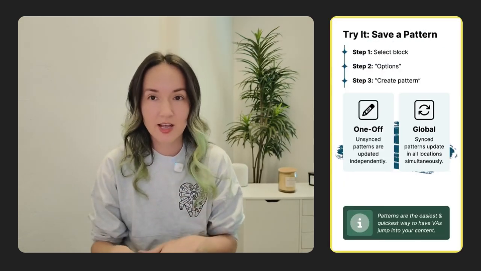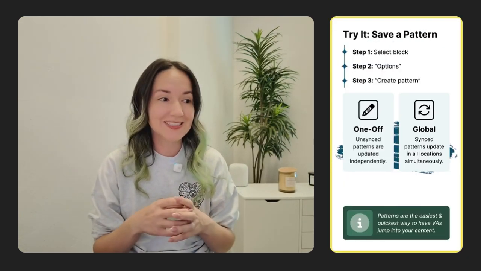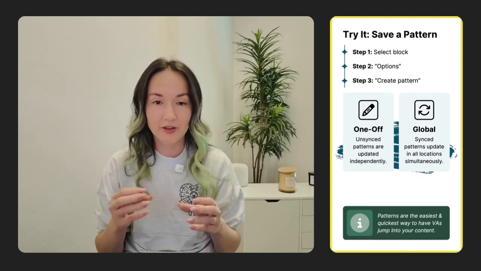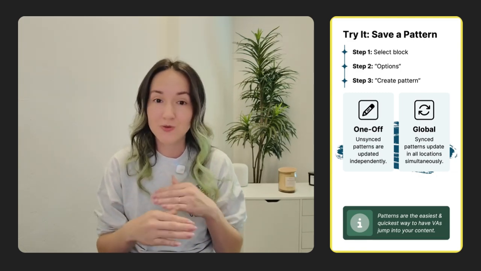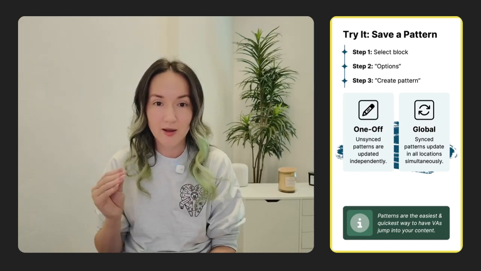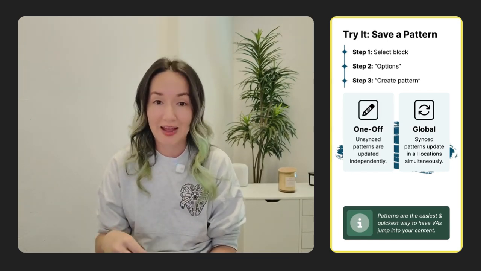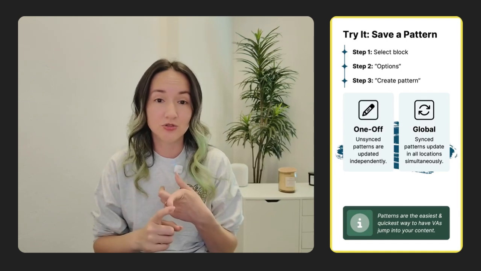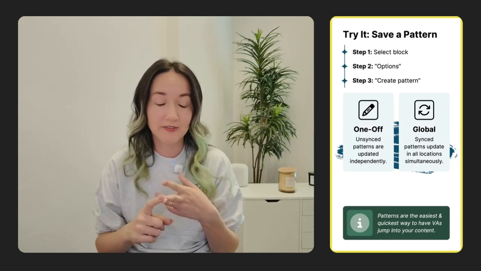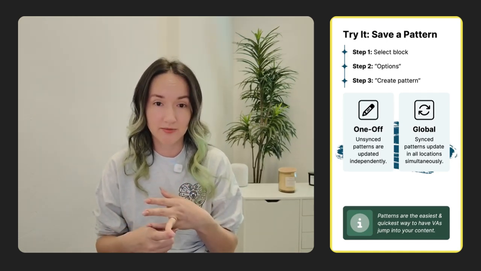So for our next exercise, let's look at how we save a pattern. Essentially, you're just going to take the blocks that you want to save. They probably are grouped together, but you can select multiple blocks in a row. Click on the 3 dots at the top right, which are options, and then create pattern. It's going to ask you to fill out a name, to give it a category, and then to decide whether you want it to be synced or not.